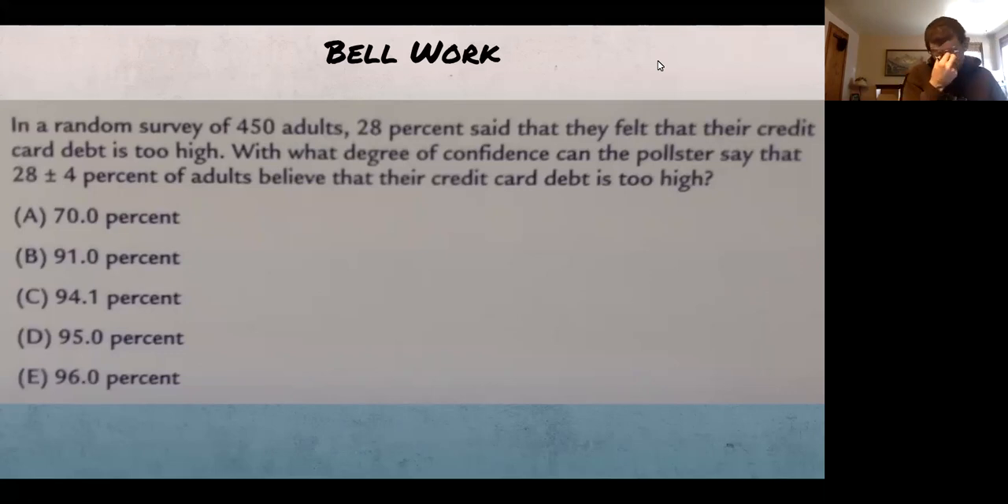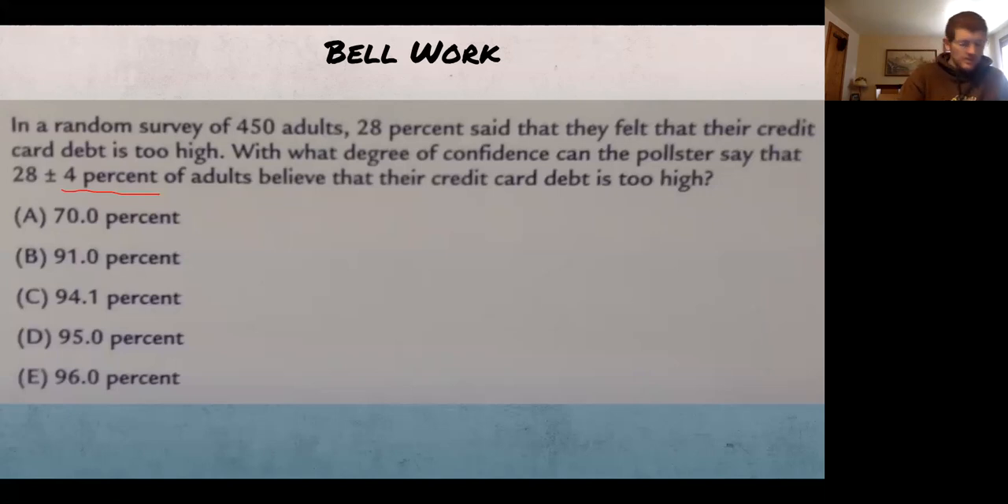Okay, so we are looking at, again, this maybe deceptively challenging bell work here. So we have a random survey, 28%, blah, blah, blah. What is the degree of confidence that we can say that this margin of error, this confidence interval is correct? So really what we're saying is we're trying to convert our margin of error right here back into the degree of confidence, what confidence level we're at.